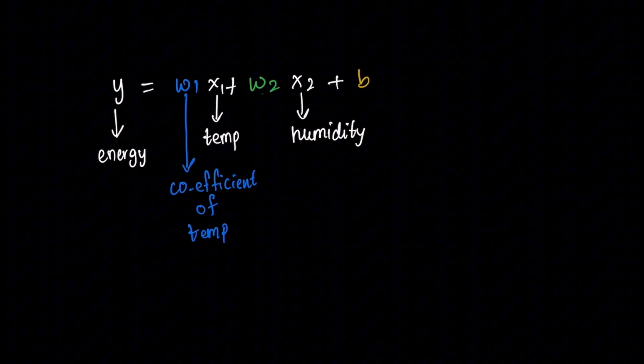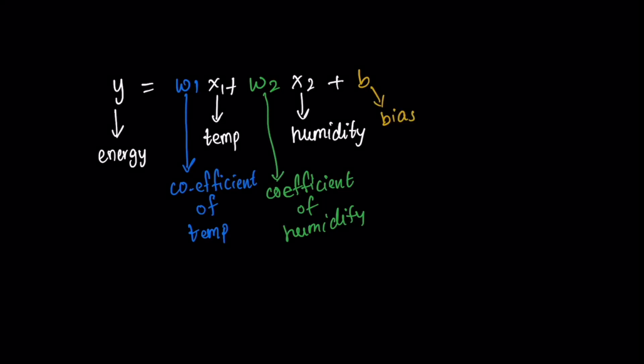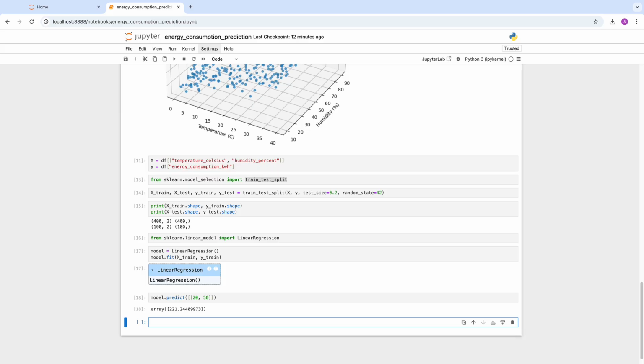Similarly, w1 is the coefficient of temperature, w2 is the coefficient of humidity, and b is the bias. When we executed model.train before, the model came up with the values of W1, W2, and B such that when the inputs of temperature and humidity are given, they would be substituted in this formula along with the obtained weights, and the energy consumption would be predicted.